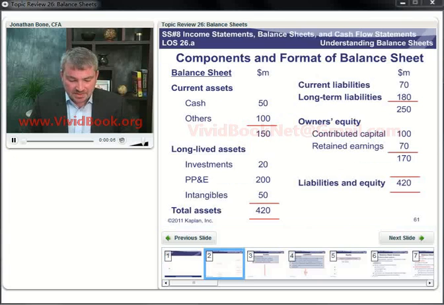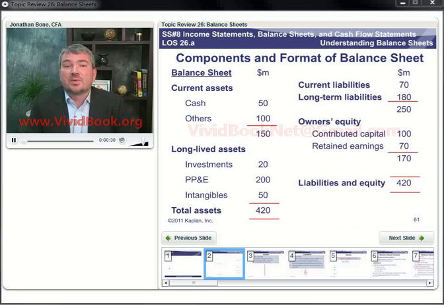Right, straight to our first LOS, describe the elements of the balance sheet. And here we've got a classified balance sheet, where we've got current assets and long-lived assets, and as a result total assets on the left-hand side, and we've got liabilities split between current liabilities and long-term liabilities, and also owner's equity split between contributed capital and retained earnings on the right-hand side.